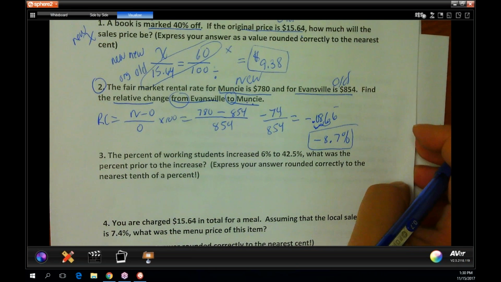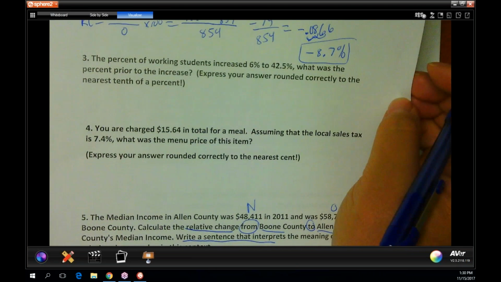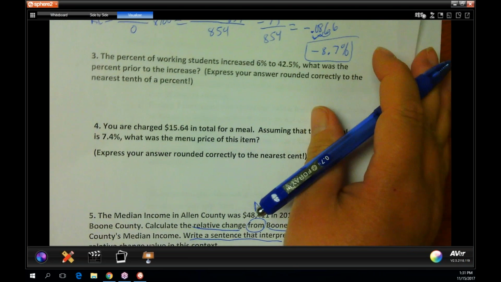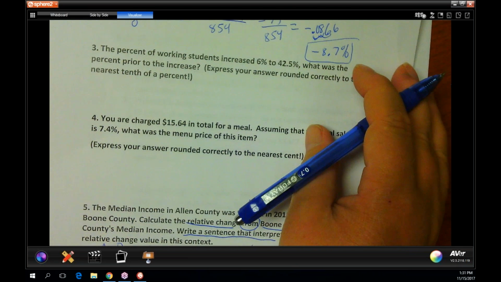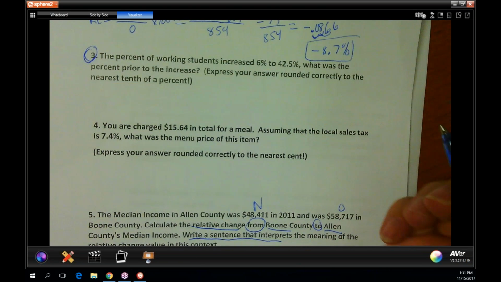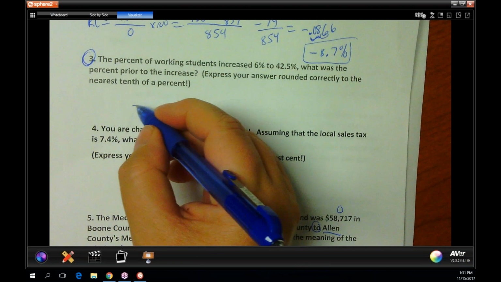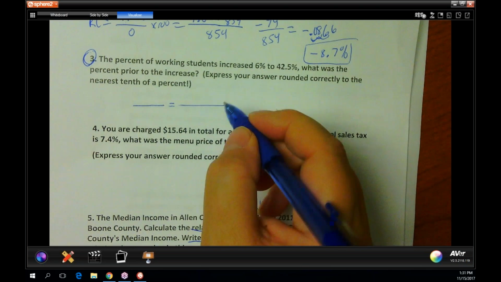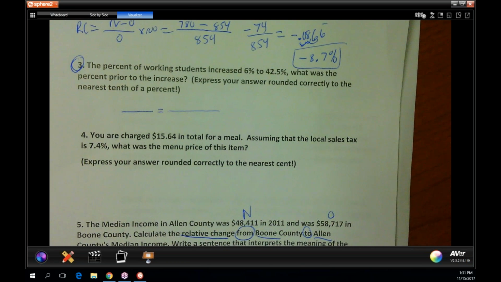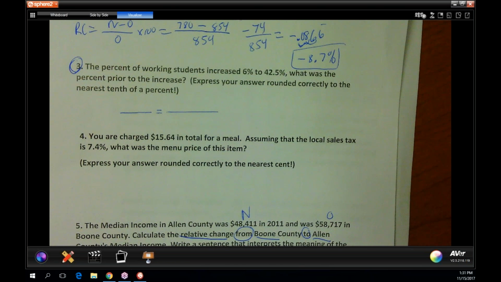Got that one? Here comes the one people would miss. Okay. What do you think on this one? And then I will show you, if you follow my method, how easy it is.